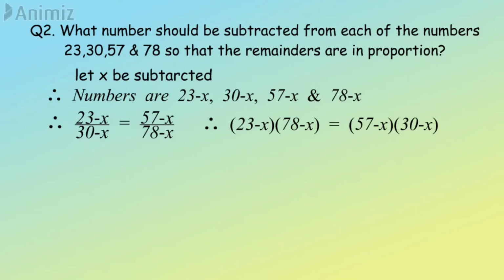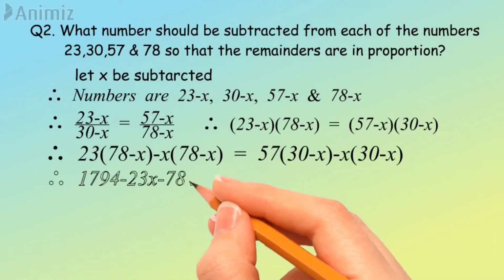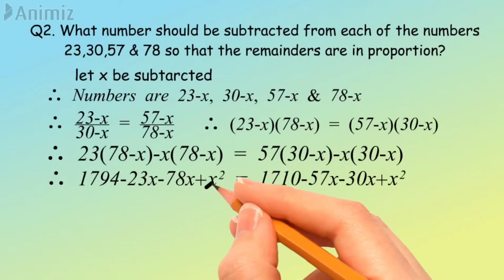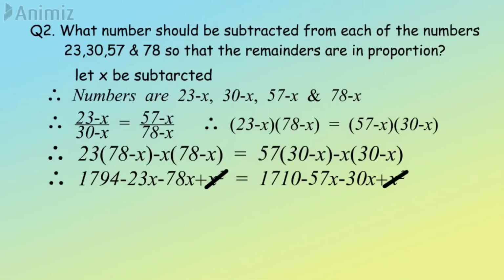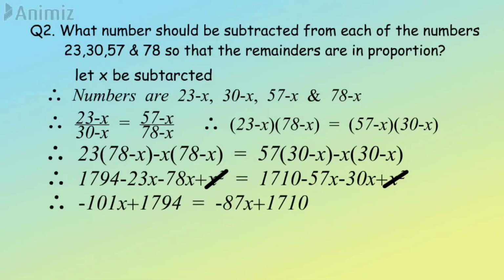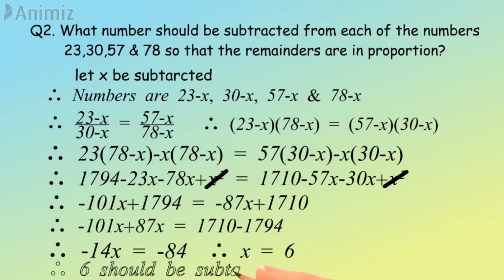On expansion, what will be the step? Now on multiplication, you will get 4 terms on the left hand side, 4 terms on the right hand side. Same way, cancel out x square on both the side. You will get minus 101x plus 1794 equal to minus 87x plus 1710. Now transfer x one side. On transferring x on one side, what you will get? Now when you simplify this, your minus 14x will be minus 84. So your x is 6. So 6 should be subtracted.